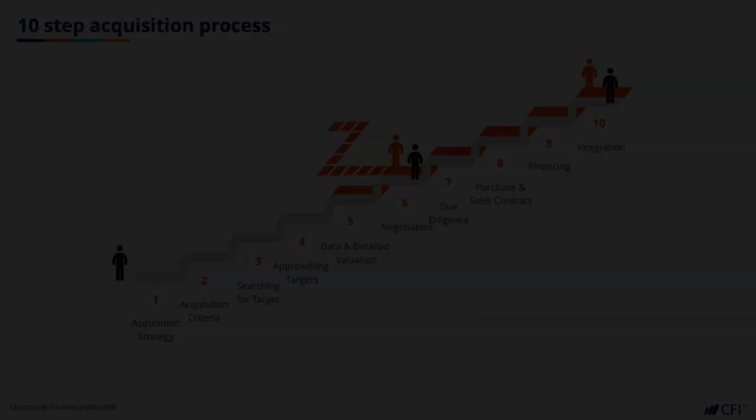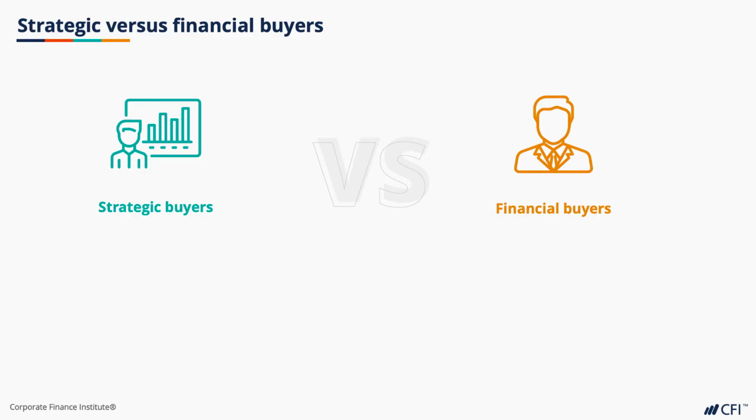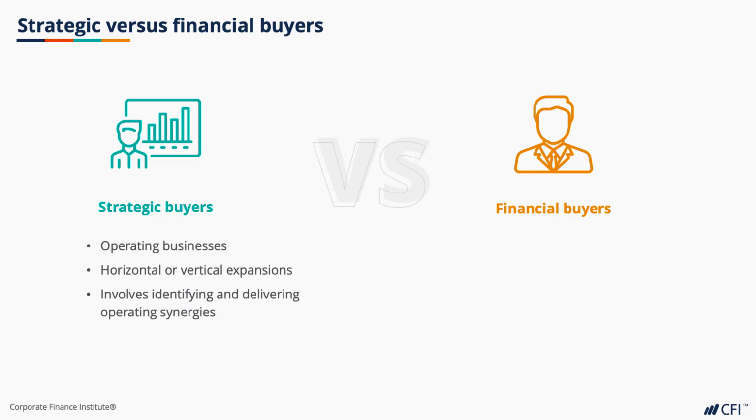Broadly speaking, there are two types of buyers in mergers and acquisitions: strategic buyers and financial buyers. Strategic buyers are other operating businesses, and they're typically looking to expand either vertically into a new area of the market or horizontally to get more market share in the same market. They're also looking to achieve operating synergies, which can be in the form of cost savings or revenue enhancements. So really two categories here for the strategic rationale: expansion and synergy.